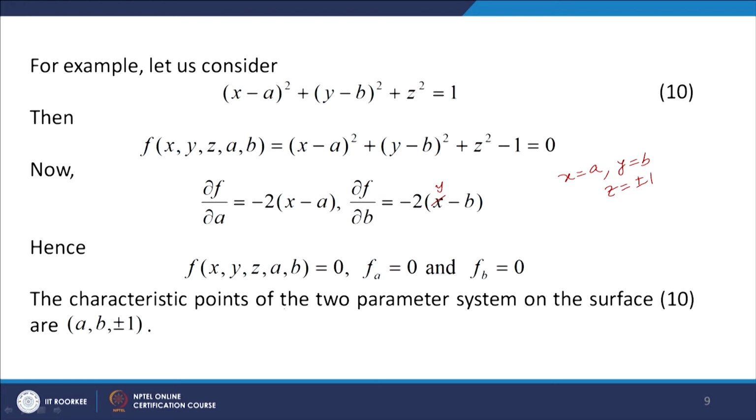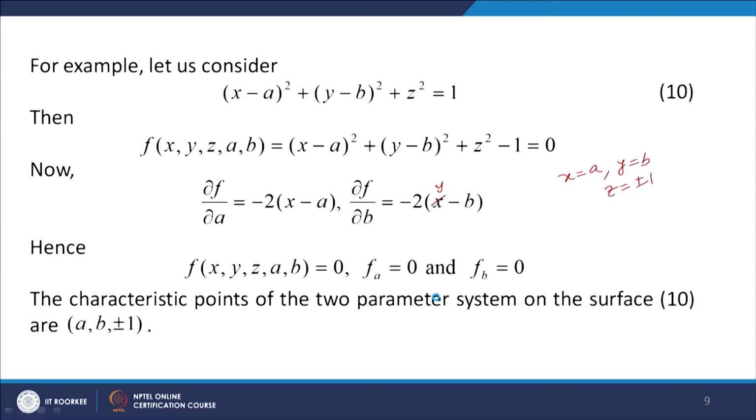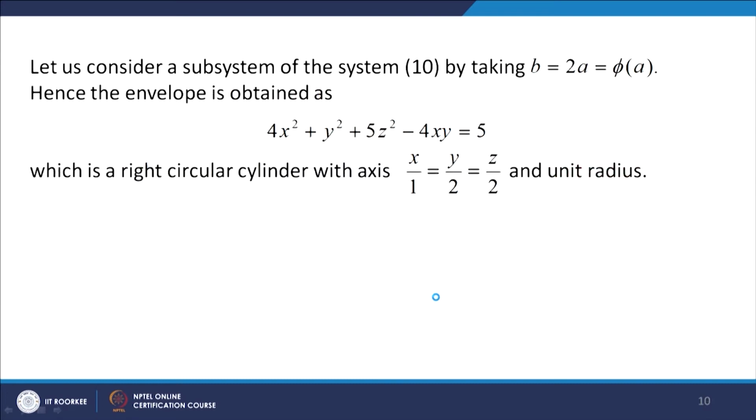So, the characteristic points of the two parameter system on the surface 10 are (a, b, plus or minus 1). Let us consider a subsystem of this system by taking b equal to 2a. Then let us find the envelope of that surface.